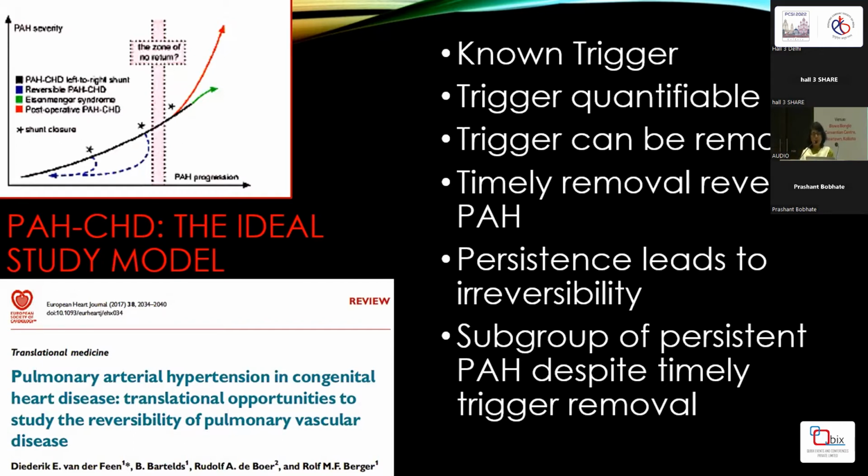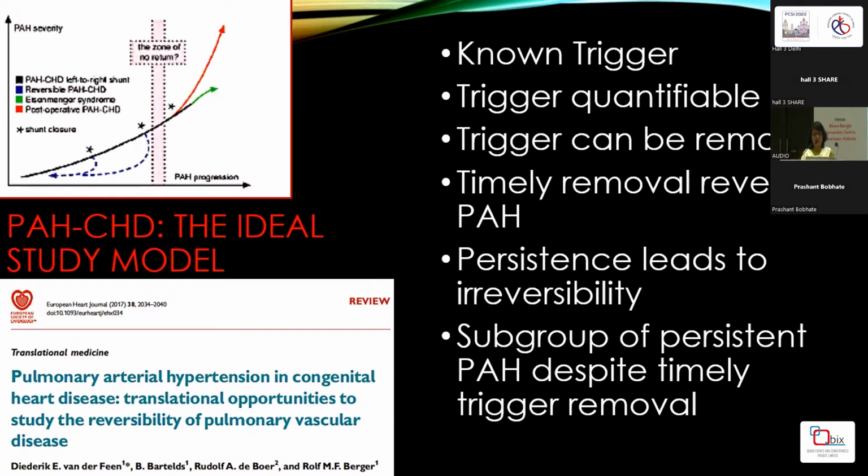So in PAH-CHD, there is a known trigger. The trigger is quantifiable. The trigger can be removed. Once the trigger is removed, you see that in a timely fashion, the disease can reverse. And if you don't remove this trigger in a timely fashion, it becomes irreversible. There's also a subset of patients where you may remove the trigger in a timely fashion, but yet the disease progresses.